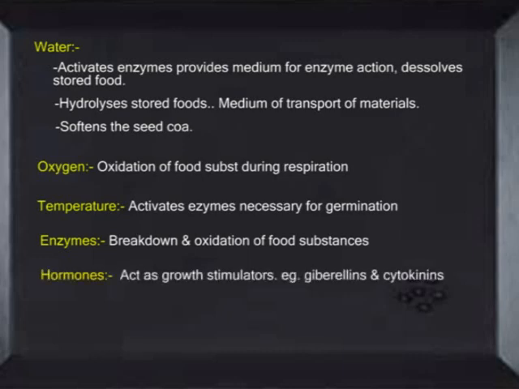Hormones play a vital role in plant germination as they act as growth stimulators. Such hormones include gibberellins and cytokinins, and these hormones also counteract the effect of germination inhibitors.